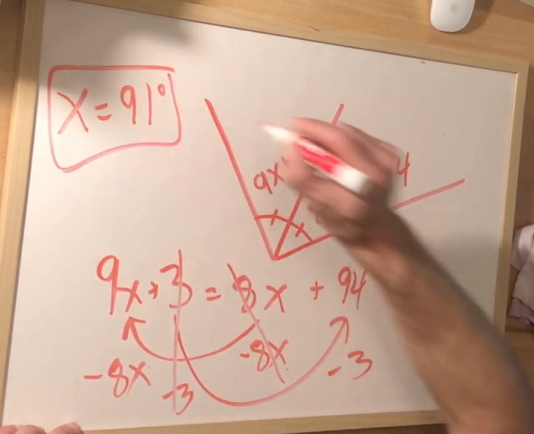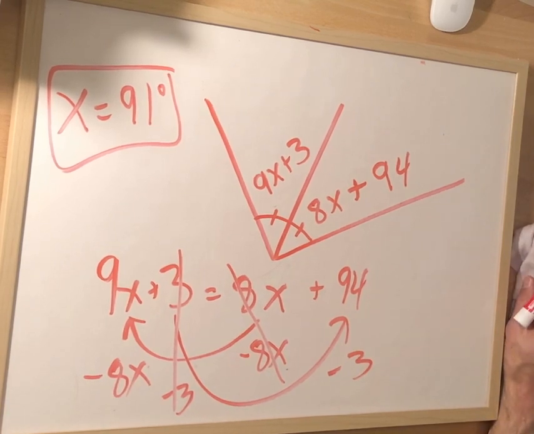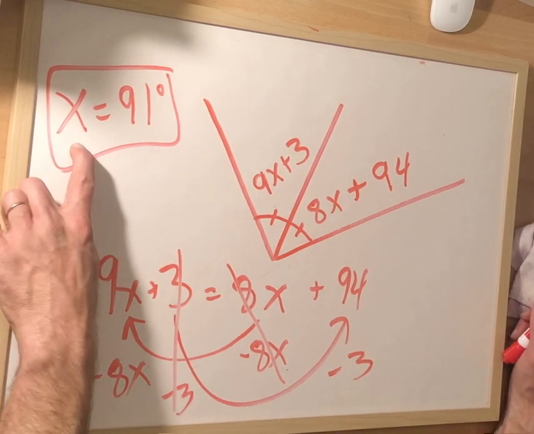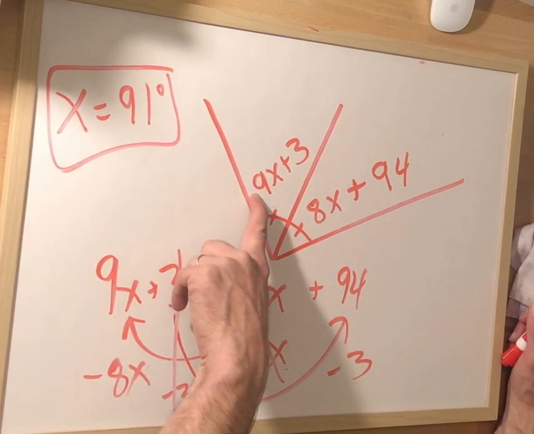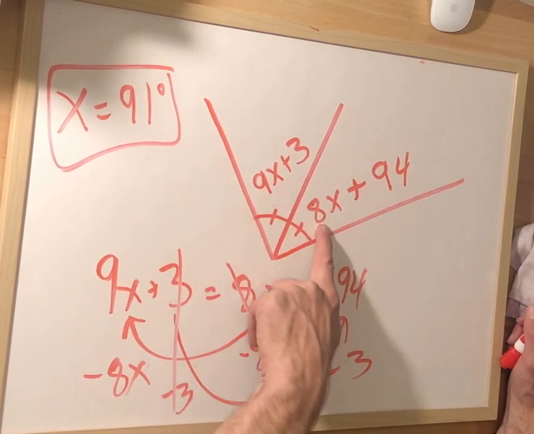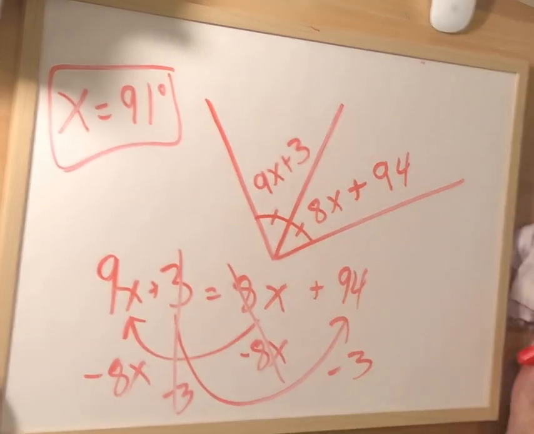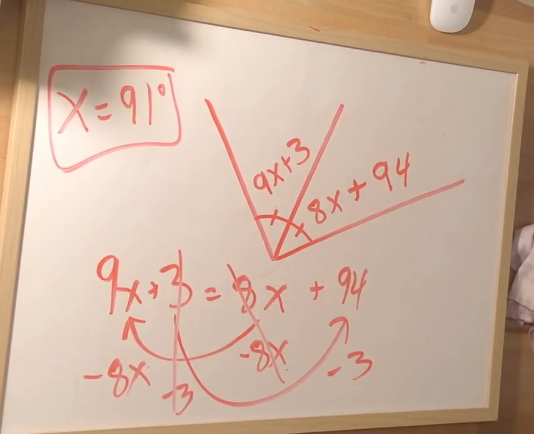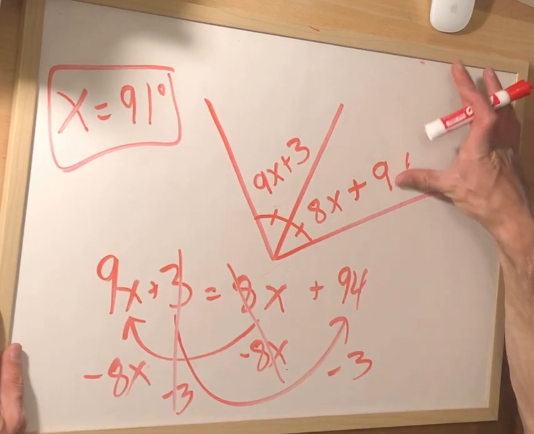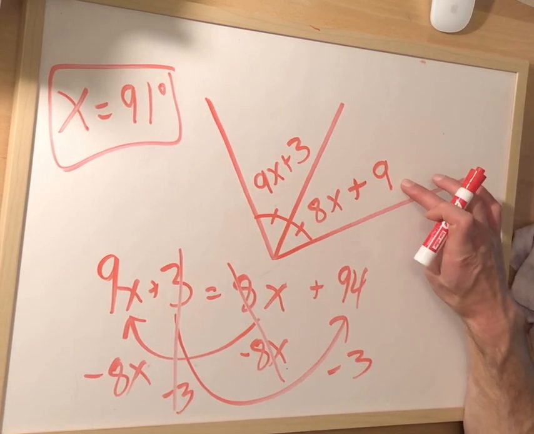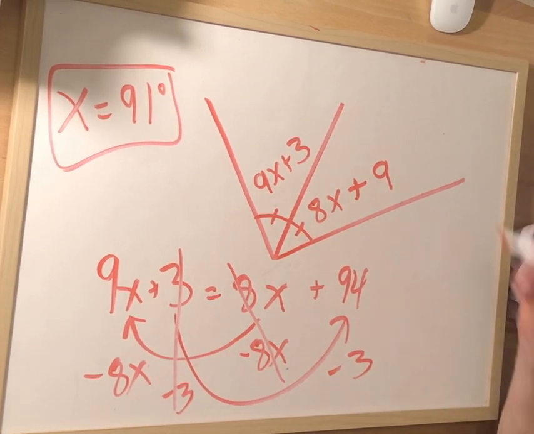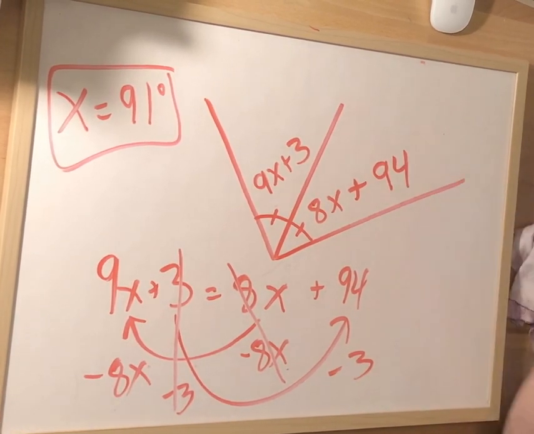That's not your answer, though. Well, obviously, I don't think this is going to be drawn to scale whatsoever. But anyways, this would be 91 degrees. To figure out what this angle is, 91 times 9 plus 3. This would be 8 times 91 plus 94. These two are definitely not drawn to scale. I think what messes it up is this 94. If this was a 9, that'd be a lot more understandable. But for the sake of this example, leave it 94.